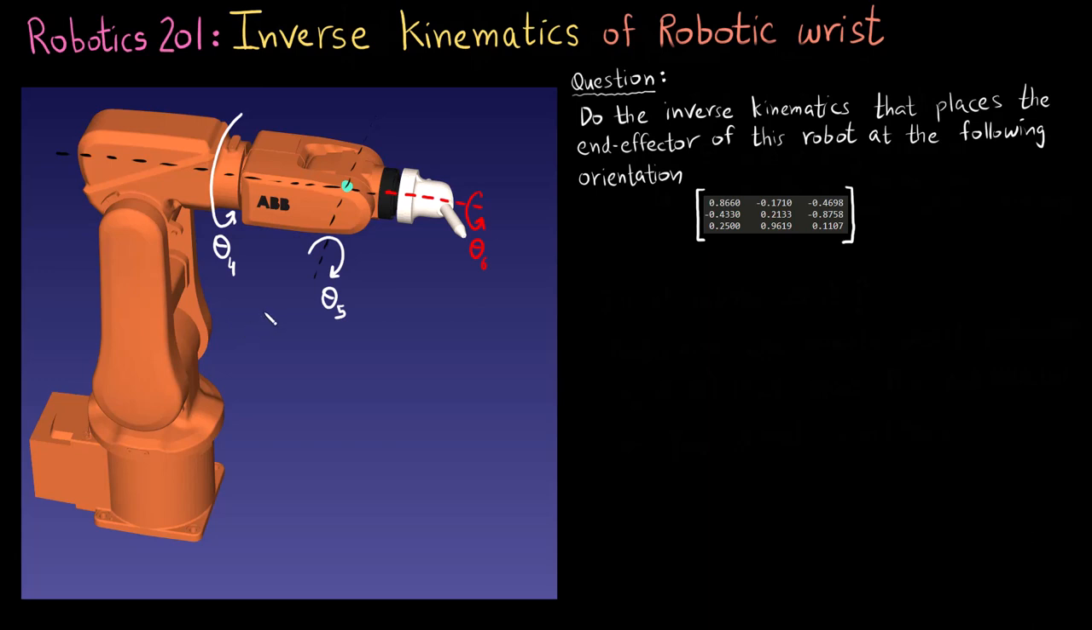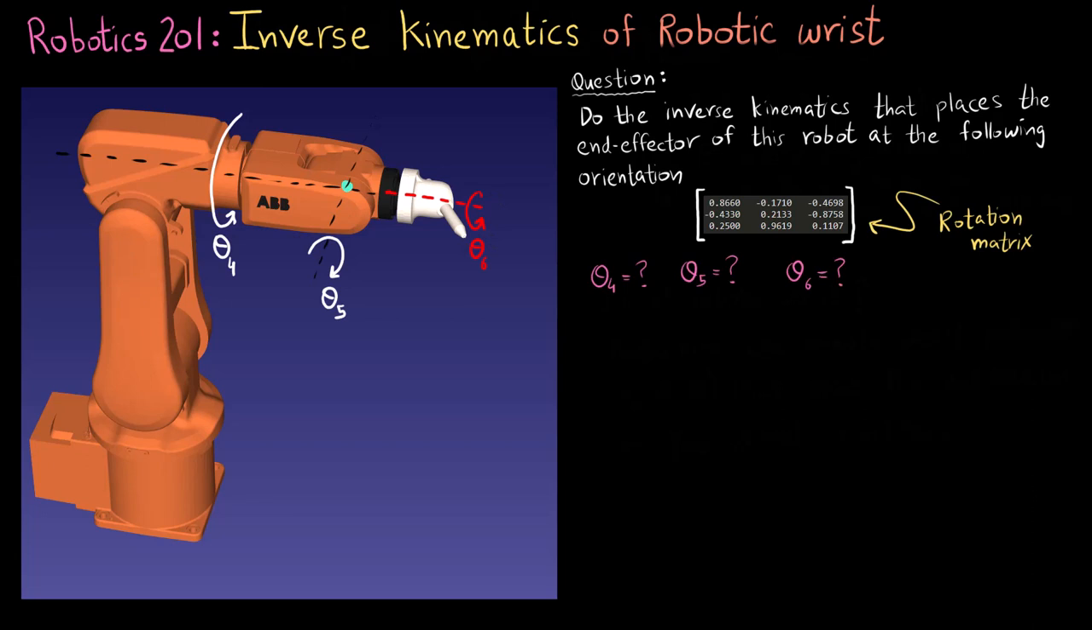So the question asks you to do the inverse kinematics that places the end effector of this robot at the following orientation. First things first, I see the word orientation and no position, so I know that the question is talking about the robotic wrist. Even though it doesn't mention the robotic wrist anywhere, since it is only concerned with the orientation and not the position, I know that it just deals with the robotic wrist, which again is the last three intersecting axes of the robot, which are marked here for this robot: theta 4, theta 5, and theta 6.